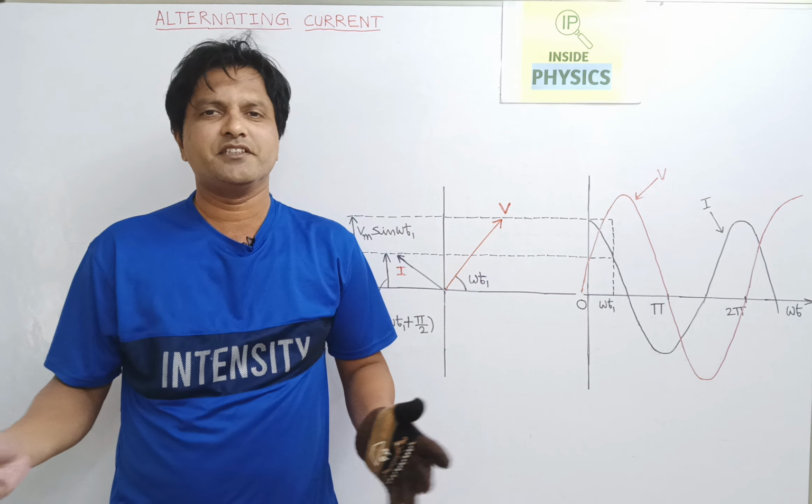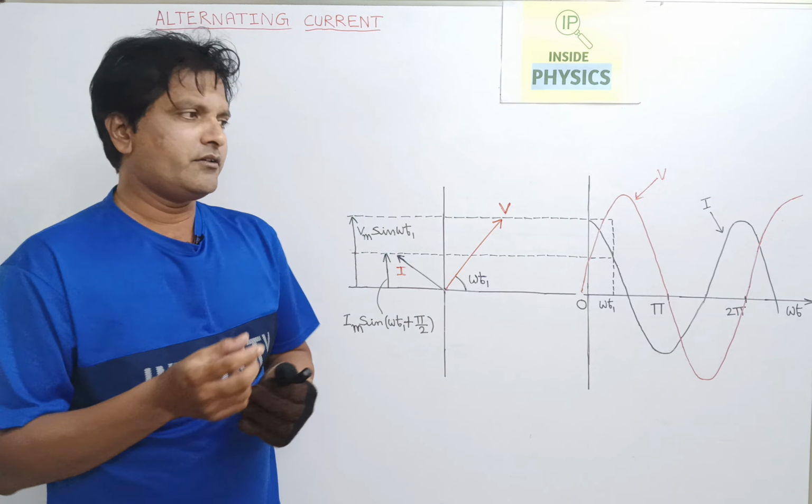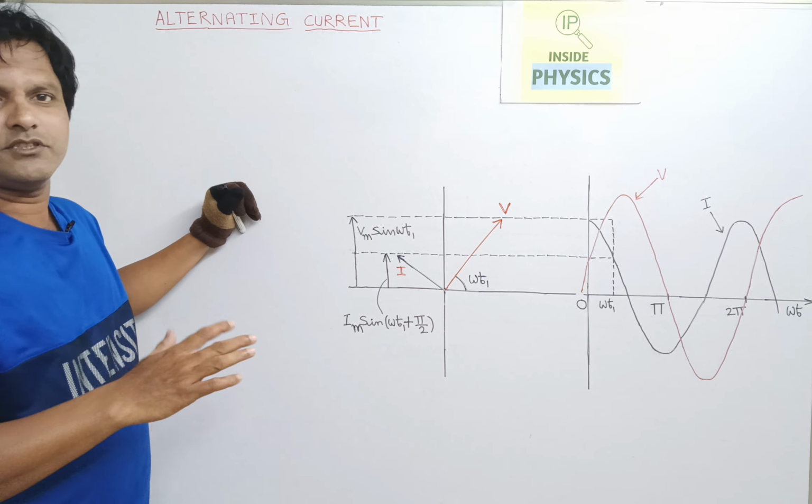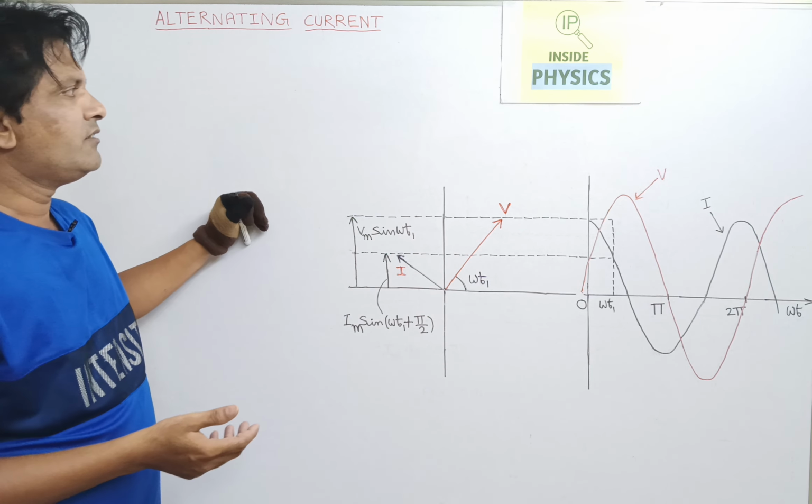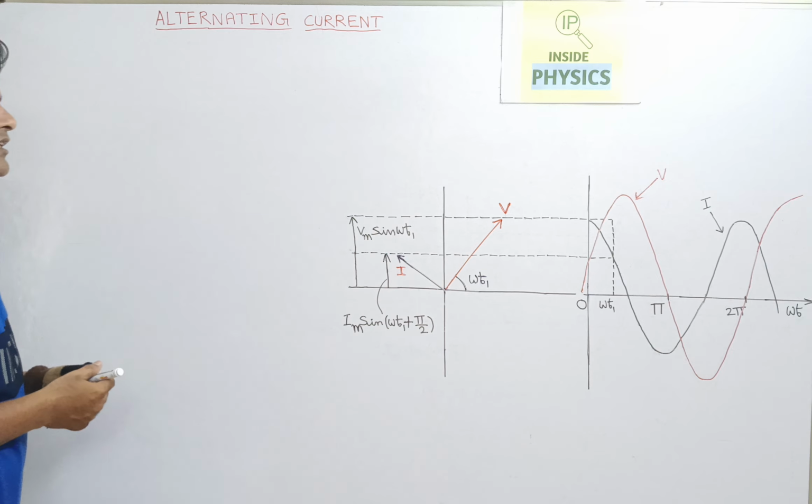In this session, we will discuss the capacitive circuit. When an alternating current is given to a capacitor, the current flow will be alternating and we are supplying a voltage which is also alternating, which is called an AC voltage.